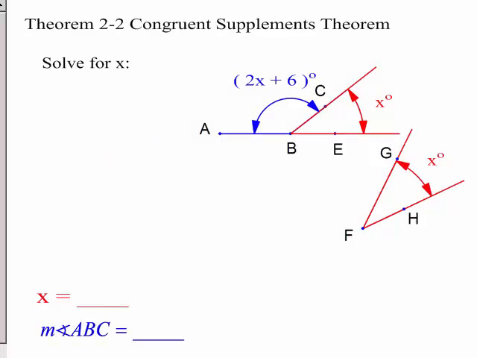We have some algebra here. These two things have to add up to 180. So these two angles have to add up to 180. So I combine like terms. We'll subtract the 6 from both sides.